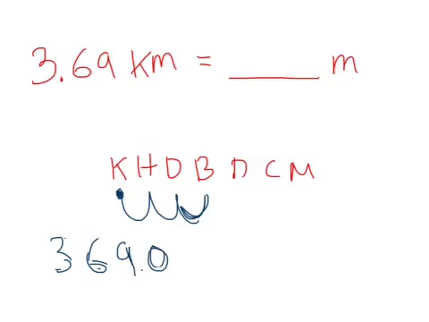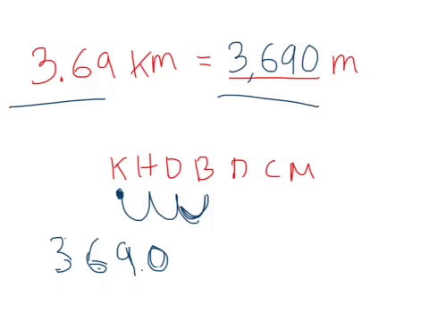So 3.69 kilometers equals 3,690 meters. I moved the decimal 3 times to the right because they got 1,000 times smaller. And then I just erase the lines and the old decimal, and then I got my new number, which is 3,690. And you notice that the numbers stay the same.